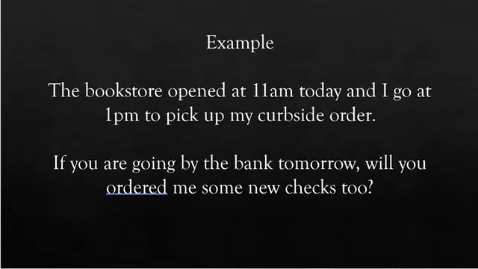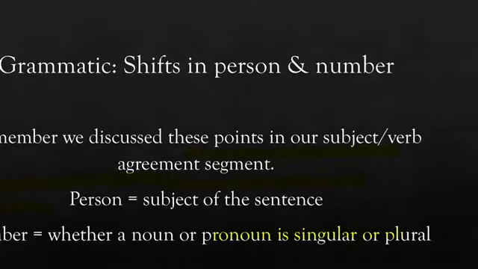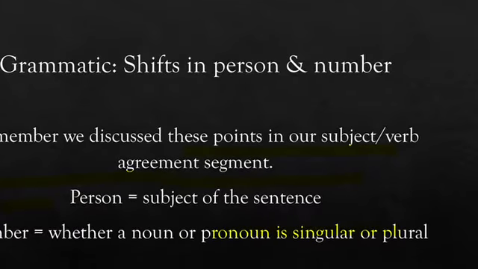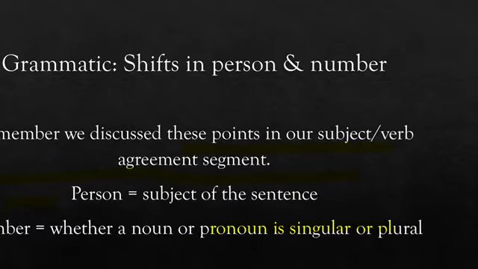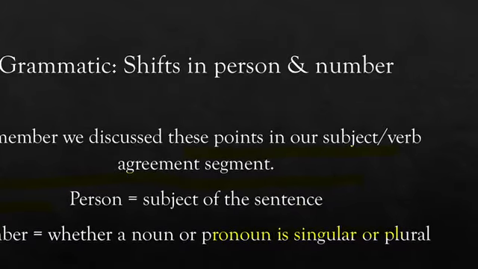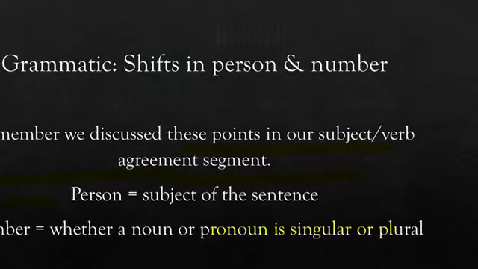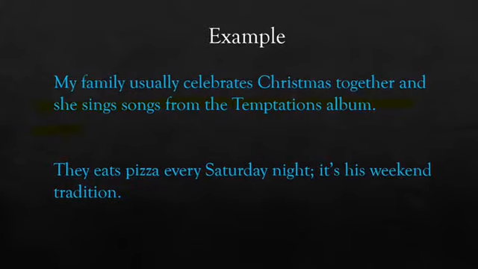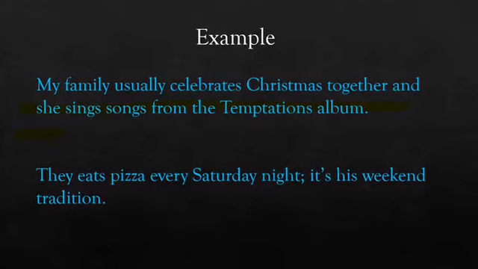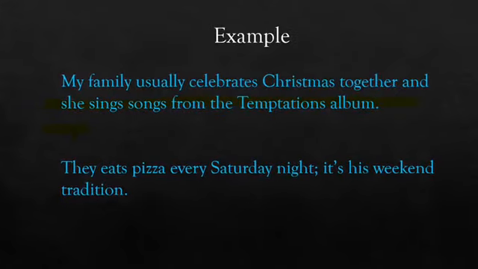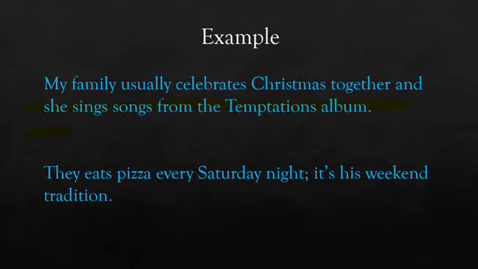All right, so you can also have shifts in person and number. You may remember that we discussed this in our subject verb agreement segment, but a person is simply the subject of the sentence, while the number is whether a noun or pronoun is singular or plural. So some examples. My family usually celebrates Christmas together, and she sings from the Temptations album. You're probably like, hold up, who is she? Where did she come from? I thought we were talking about my family. Yes, that's exactly right. That's why it gets confusing.